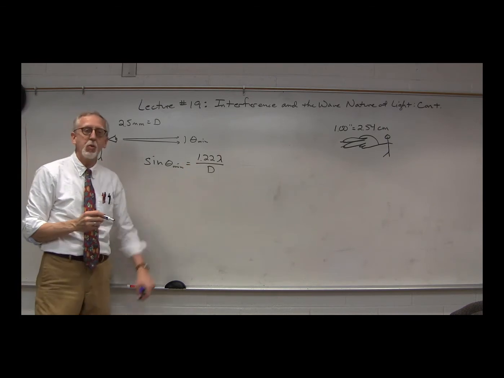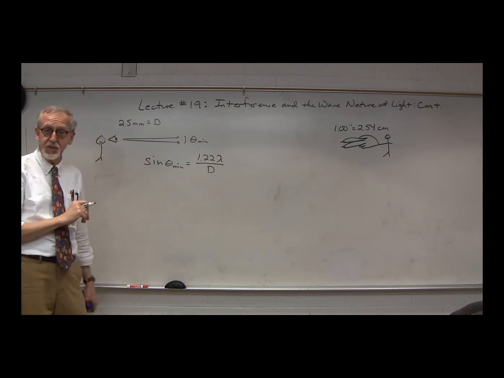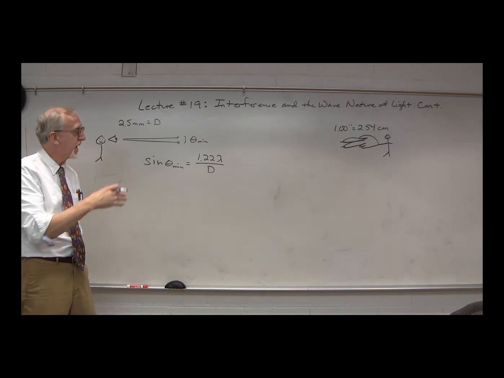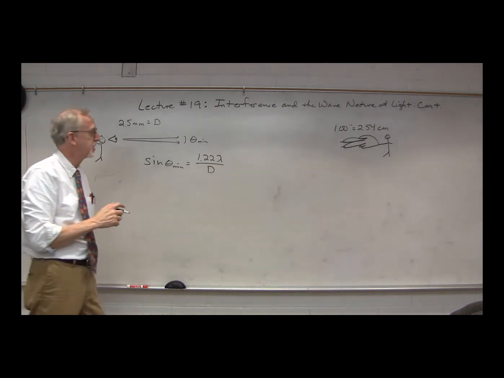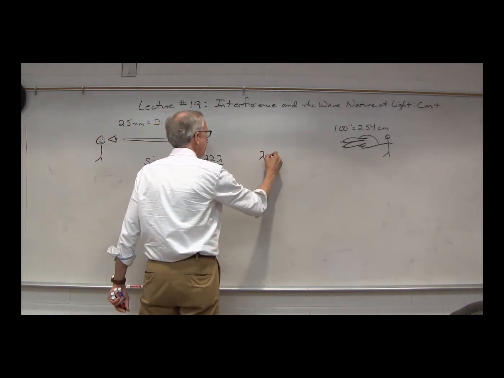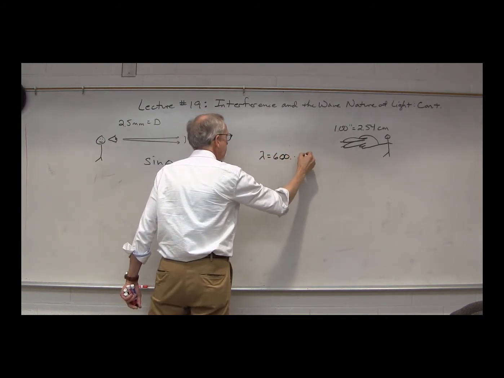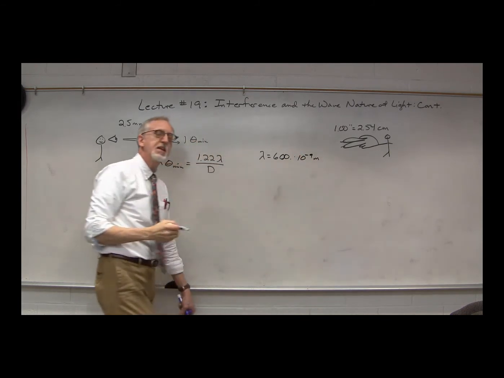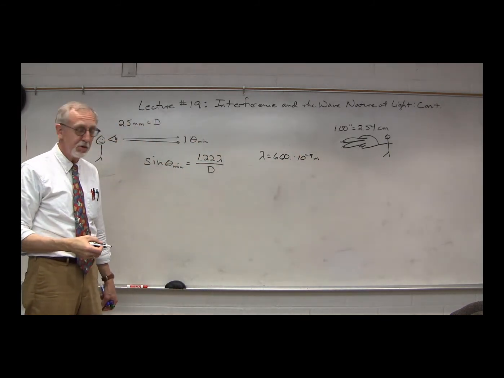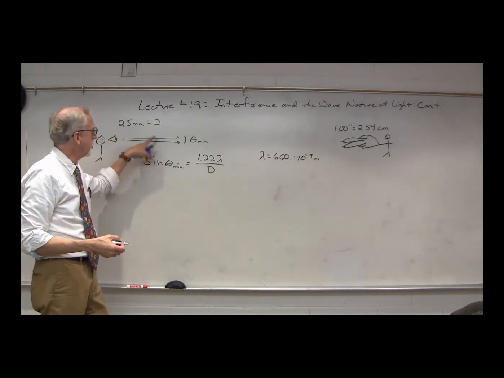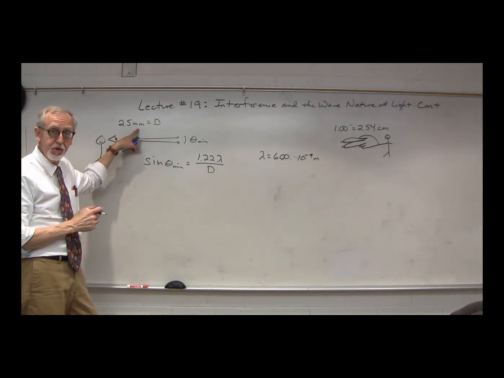Now lambda is the wavelength of light that you're looking at this object. Well, obviously you're looking at it in visible light. Let's say we use a wavelength kind of in the middle of visible light, say 600 nanometers. In other words, 600 times 10 to the minus 9th meters. D is the diameter of the aperture. In other words, that's the diameter of the pupil of your eye.